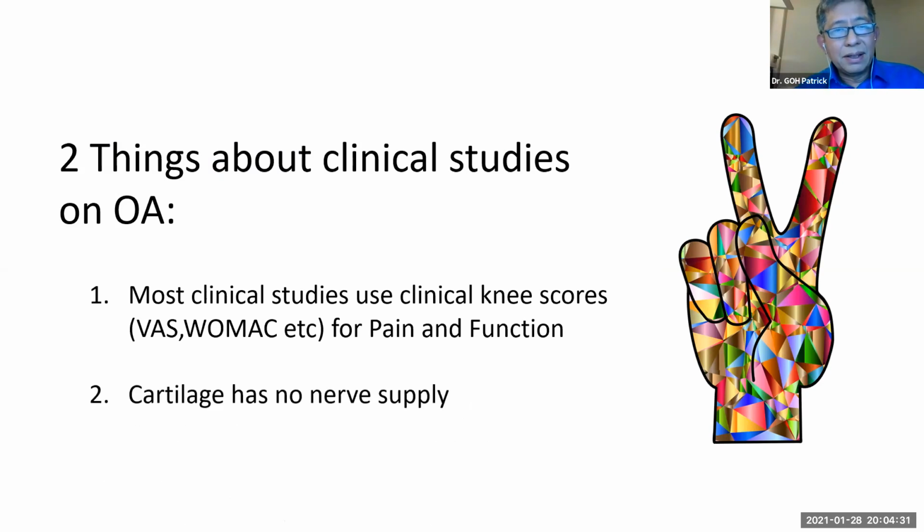The second is that cartilage has no nerve supply. And this is very important because when we talk about osteoarthritis and cartilage being very central to the whole picture, and it has no nerve supply, we can't really say too much about the state of the cartilage on the basis of a subjective score.